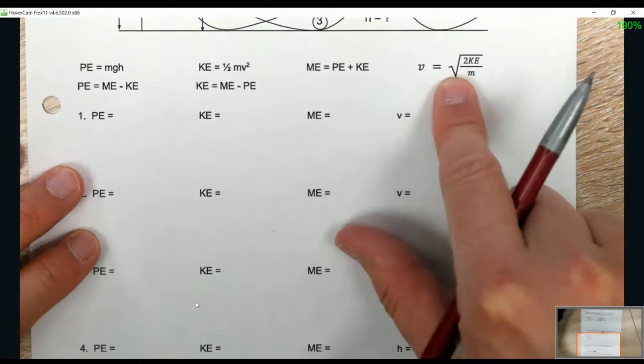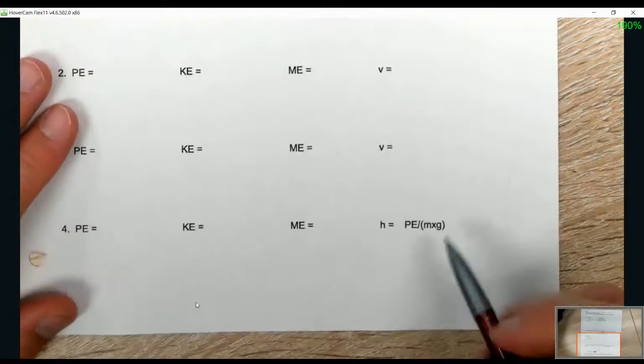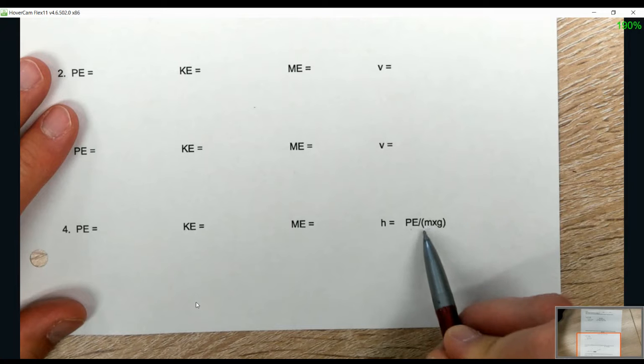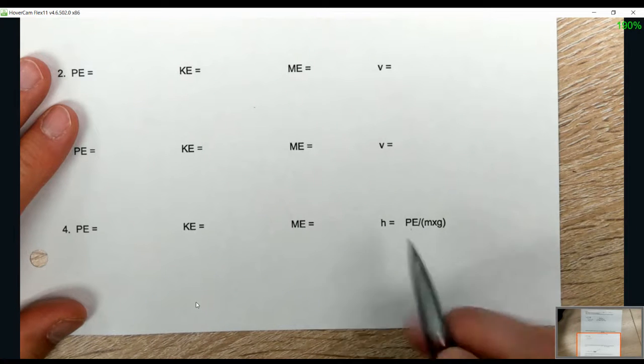To find velocity, you can use this equation, or to find the height, if you know what the potential energy is, you can take the potential energy divided by mass times gravity to find the height.